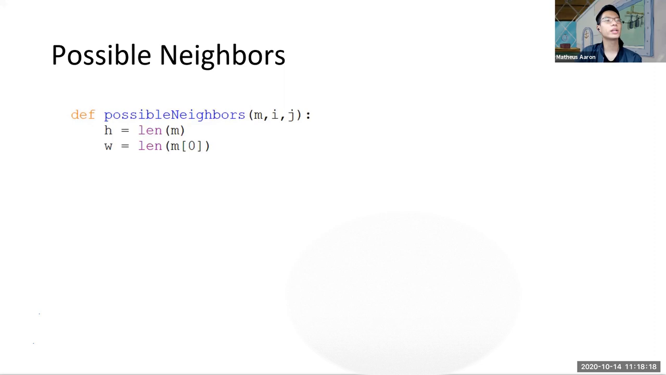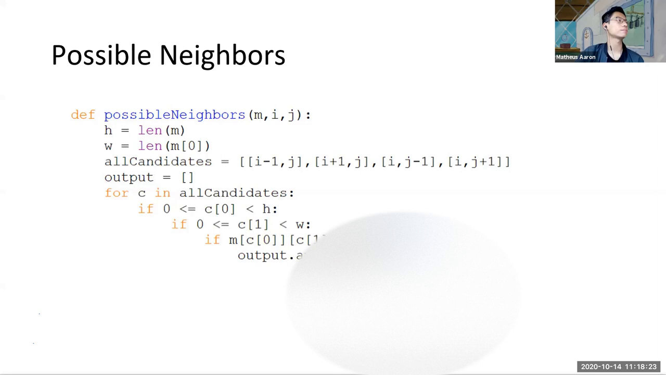Okay, so this is our function for possible neighbors. Basically, we come up with all the different candidates and we check for each candidate whether they fulfill our requirements. We have four candidates. For each candidate C in all candidates, we check whether the coordinates are valid. And if their coordinates are valid, are they blocked or not? If they're not blocked, then we append it to the output and we return output.